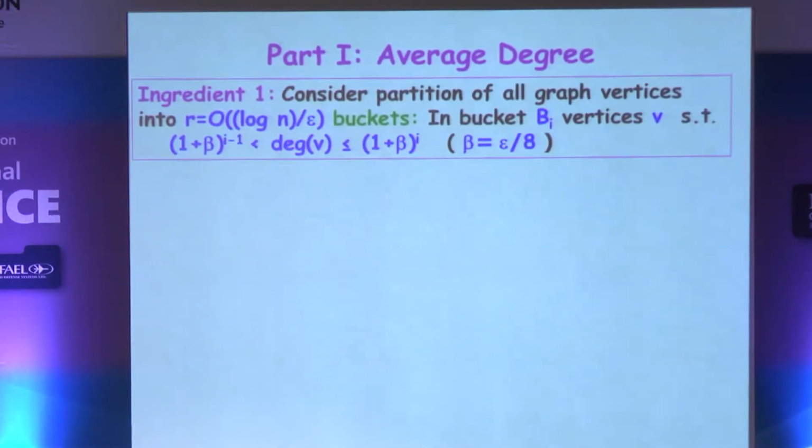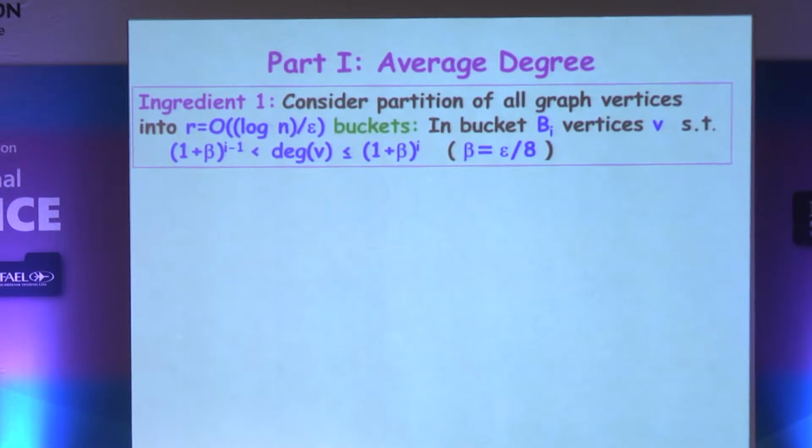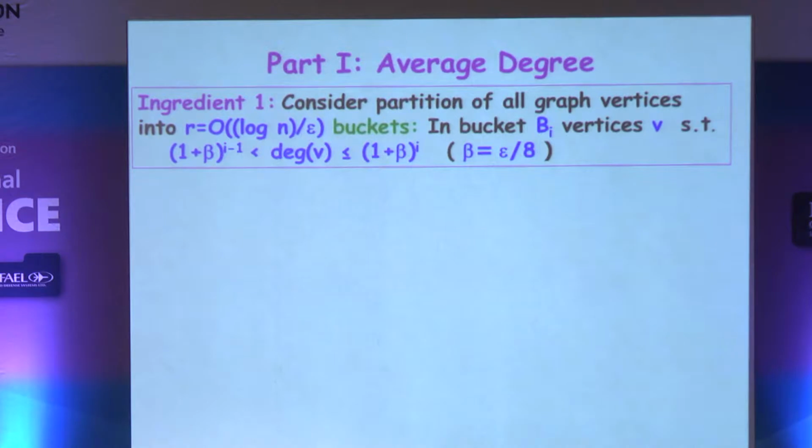First ingredient is just a base ingredient that you use in various algorithms: bucketing. I'm not going to run over the whole graph and actually define this partition, but in my analysis, I'm going to think of a partition of all the vertices into buckets. The number of buckets is roughly log n over epsilon. And in each bucket, the vertices have very similar degrees up to a multiplicative factor.